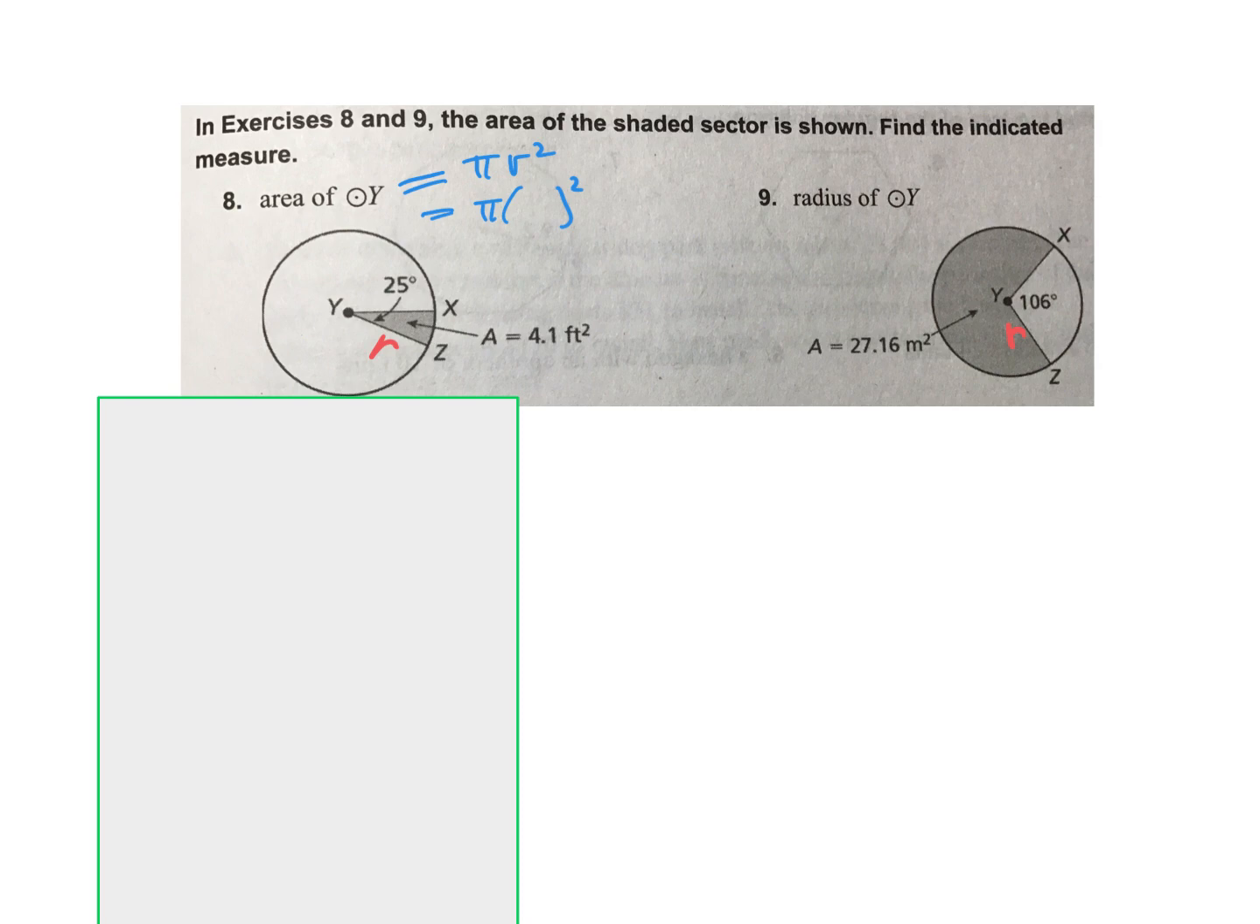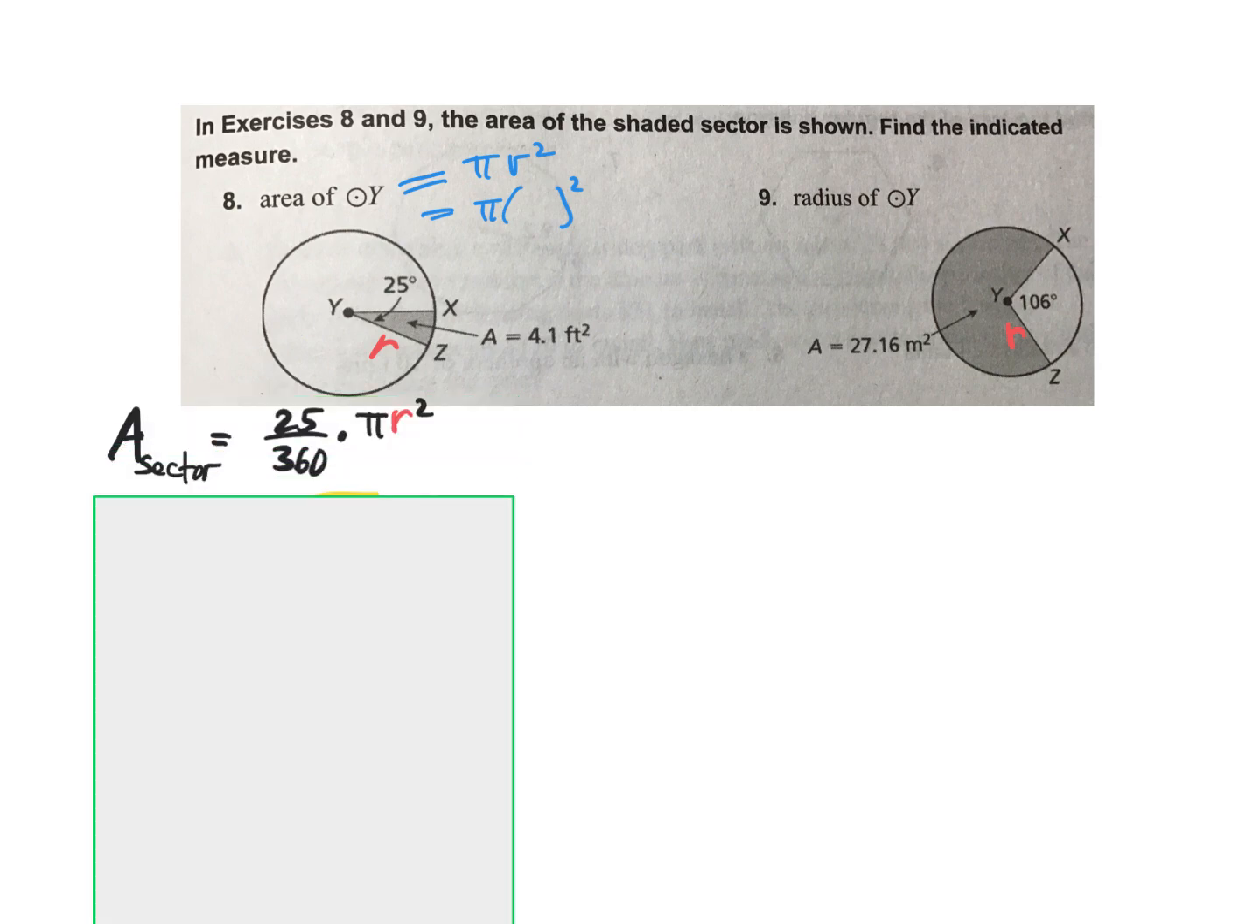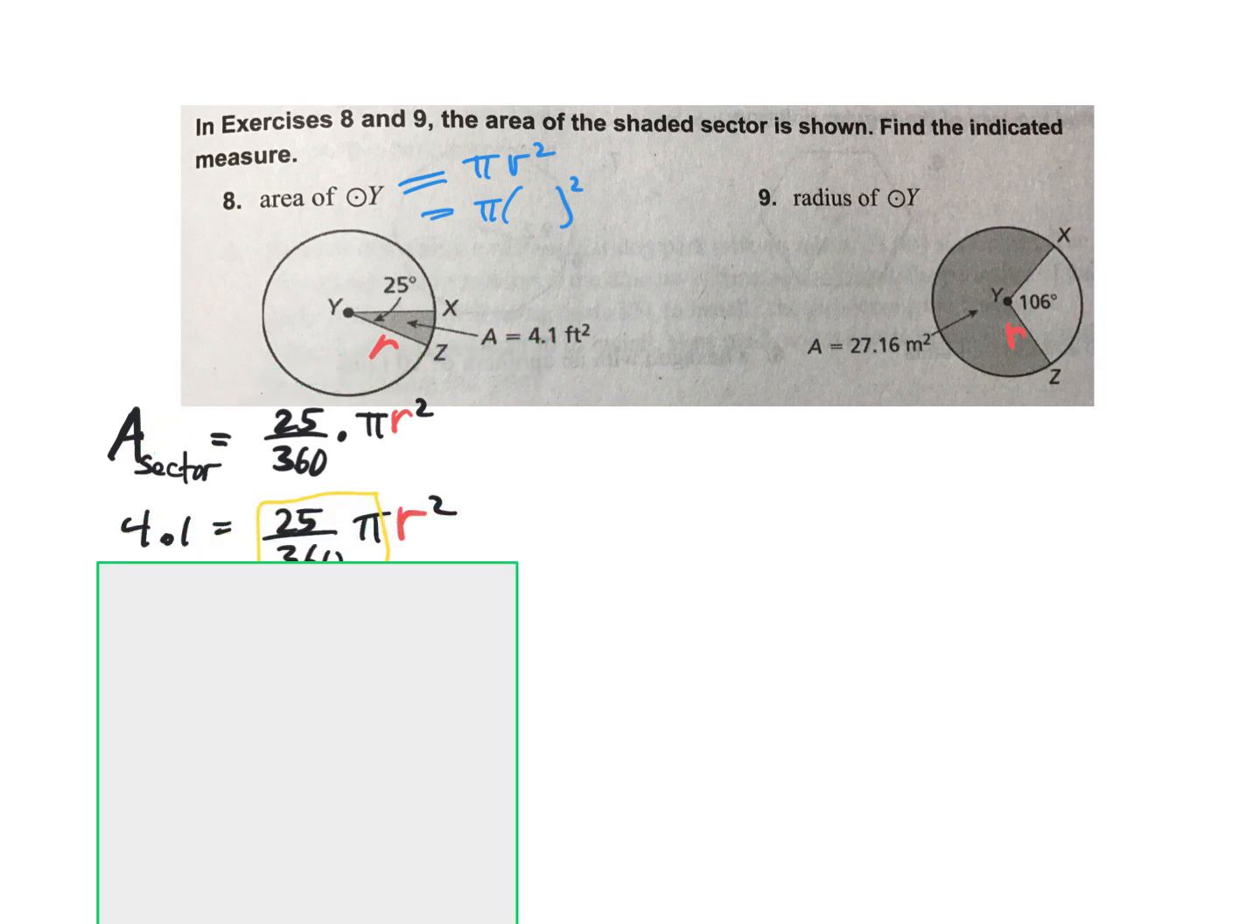So how do we find the area of a sector? It's a fraction of the whole circle. What fraction? 25 3/60ths. The part central angle divided by the whole central angle. So 25 3/60ths of the whole circle is the area of the sector, but they told us what the area of the sector is. So 4.1 is going to go into the left side of the equation. So 4.1 is 25 3/60ths times pi r squared.